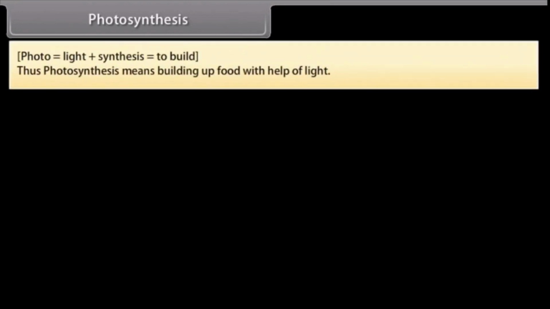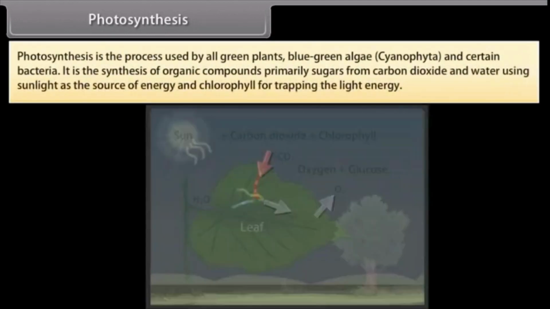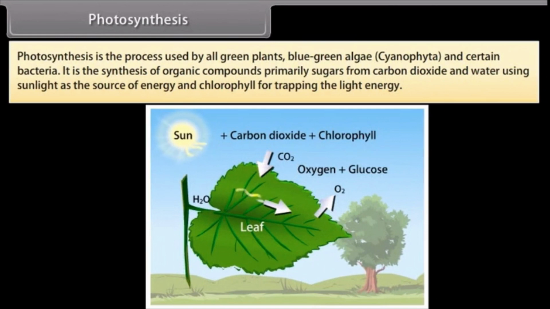Photosynthesis. Photo means light and synthesis means to build. Thus, photosynthesis means building up food with the help of light. Photosynthesis is the process used by all green plants, blue-green algae, cyanophyta, and certain bacteria. It is the synthesis of organic compounds, primarily sugars, from carbon dioxide and water, using sunlight as the source of energy, and chlorophyll for trapping the light energy.